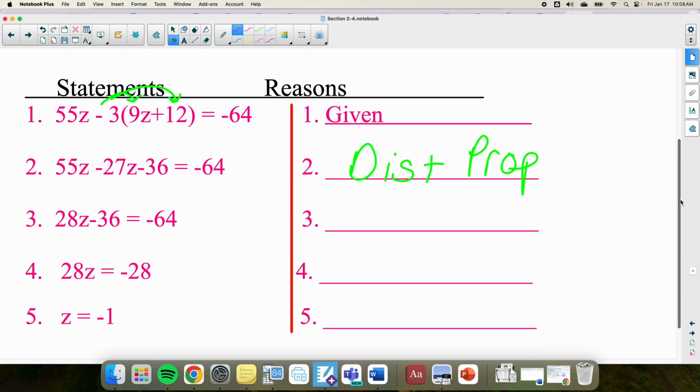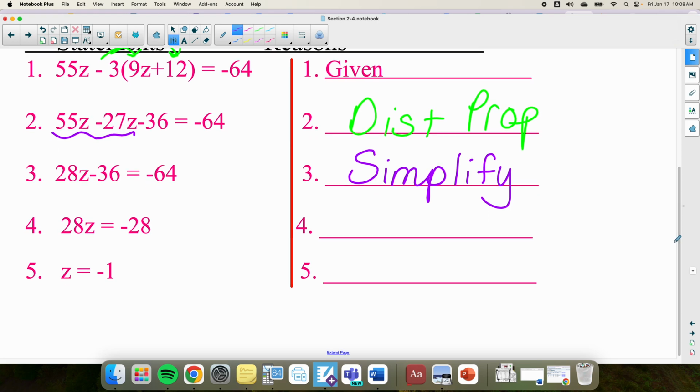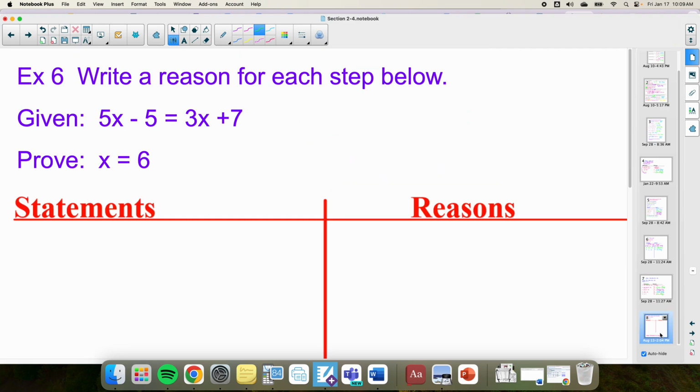Okay. Now if we look at this next one, can you tell what they did from here to here? Simplify. They combined like terms. Okay? When you combine like terms, that is simplify. Okay? Then, from here to here, what did they do? Add. They added 36. So my reason here would be addition prop. And then my last thing, what did they do? Divide. They divided by 28, so that's division prop. Okay? Now we have one more, and then we'll be done.